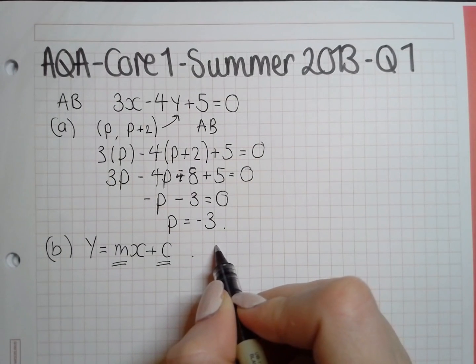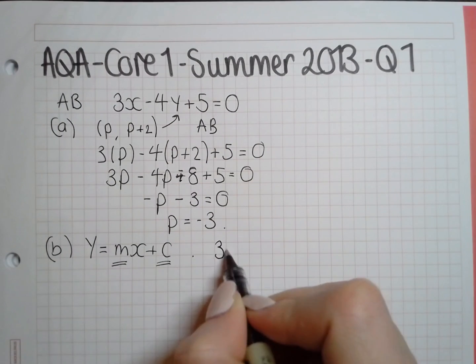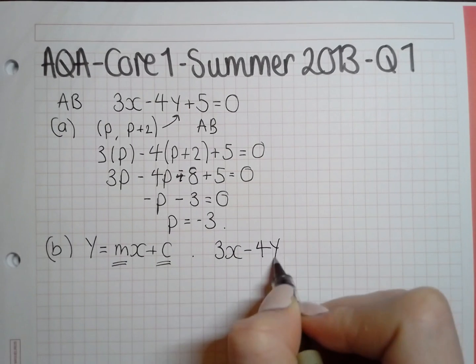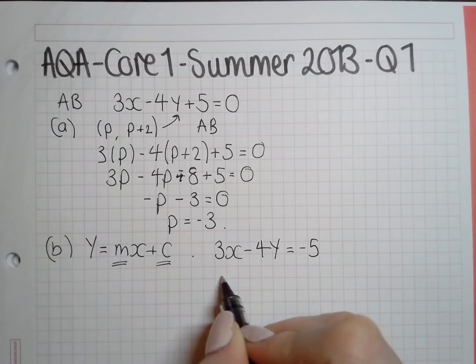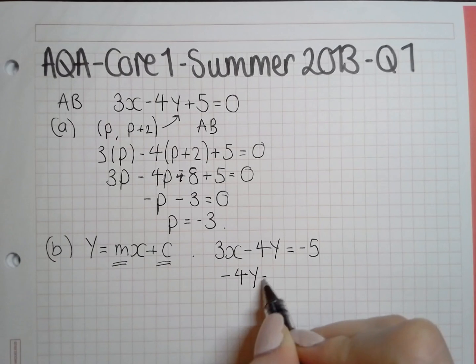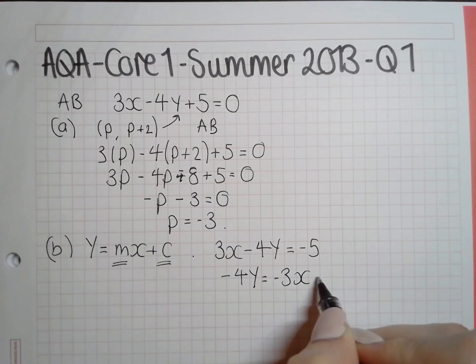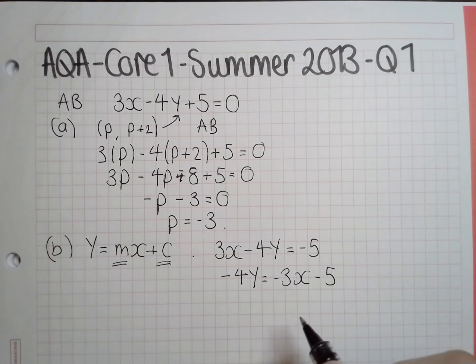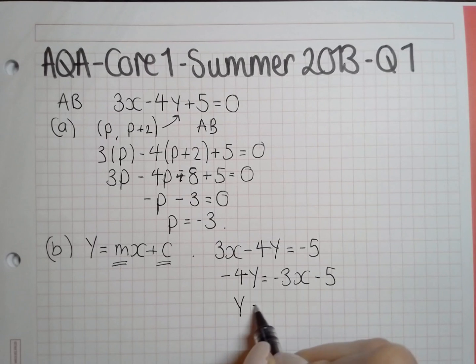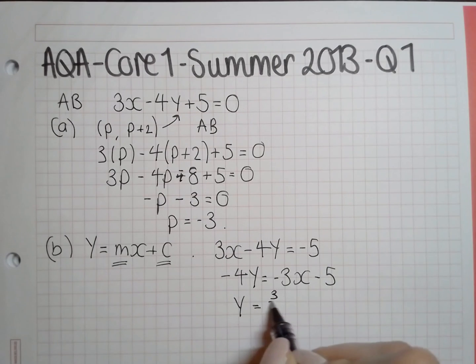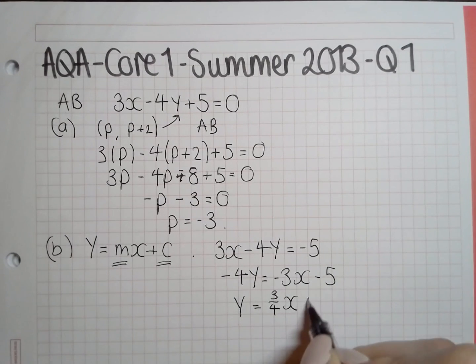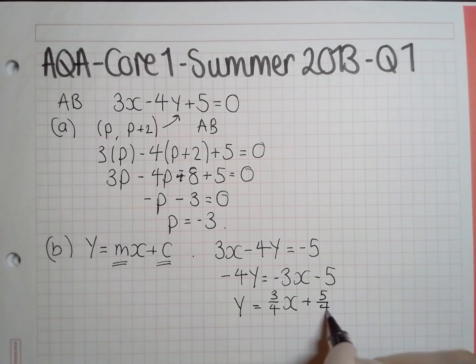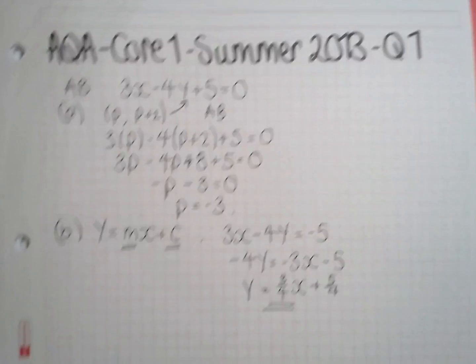So let's just say 3x minus 4y equals minus 5, minus 4y equals minus 3x minus 5, y equals 3 over 4 x plus 5 over 4, so the gradient is 3 over 4.